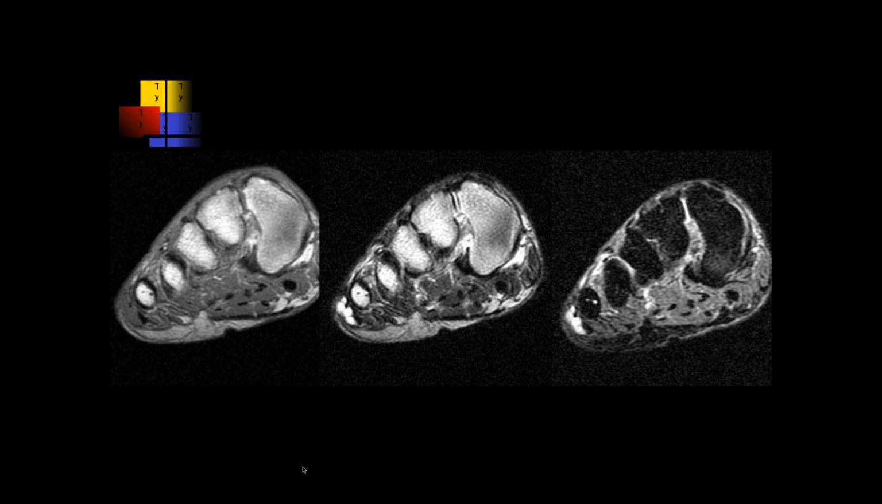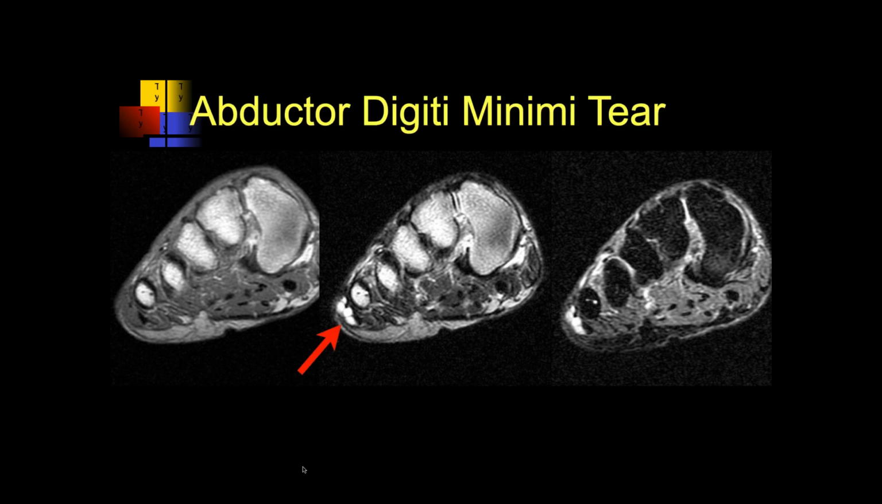Jennifer, what do you think of this case? Okay, so we have some images through the distal foot, and it looks like along the lateral aspect of the fifth metatarsal, there's some lobulated fluid near the abductor digiti minimi. So this is another tear. So it's basically 3 tears involving the abductor digiti minimi.